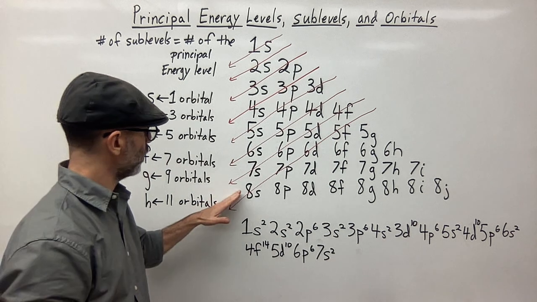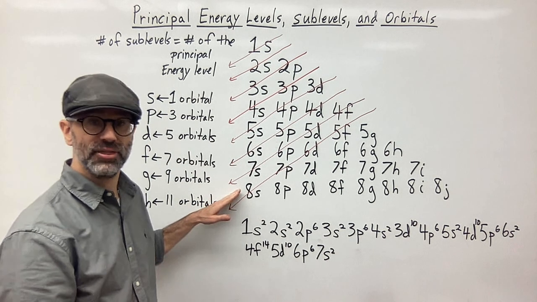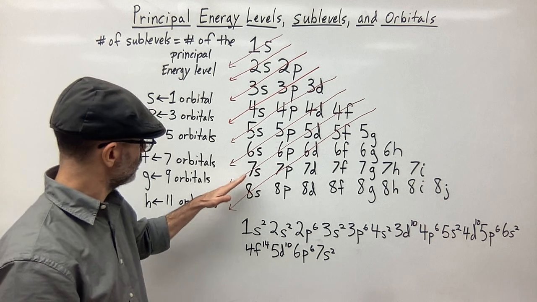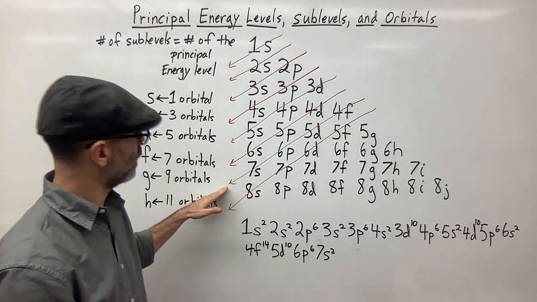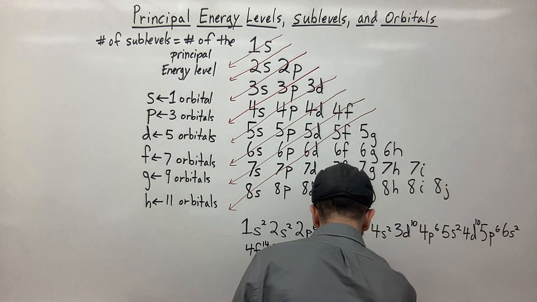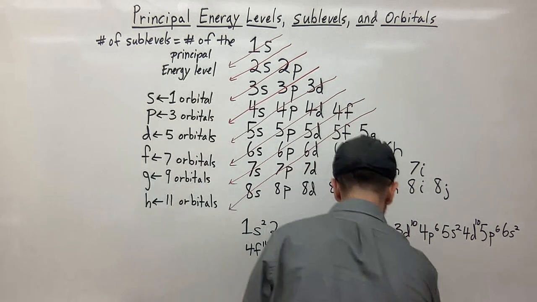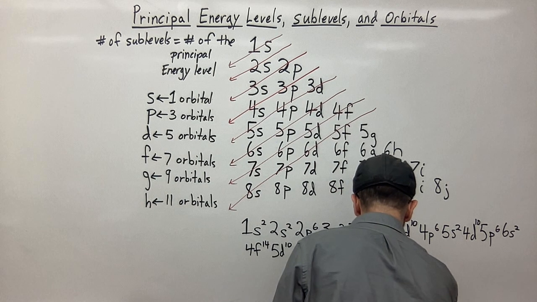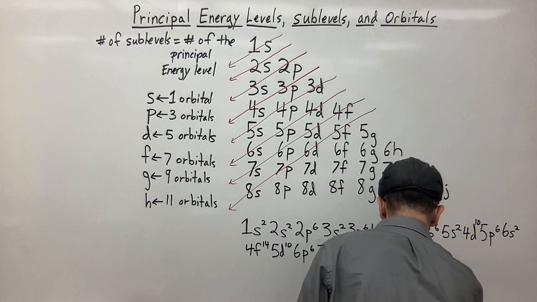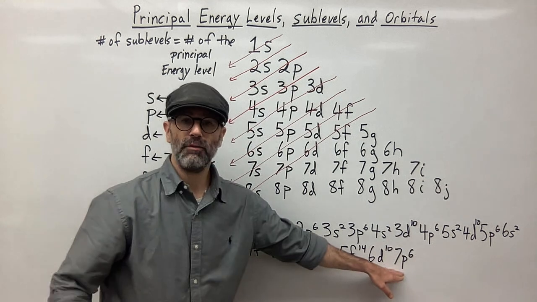And then I keep going. Now we're going to start to get into more of the hypothetical, right? So here we go to 7s. We're at the end, and we go to this arrow. Now we're at 5f14, 6d10, 7p6. And now here, we're at the end of our periodic table.